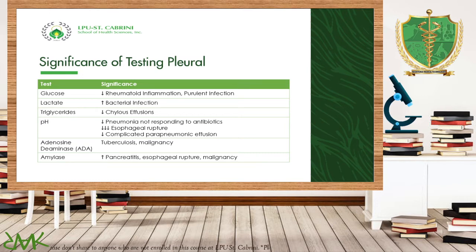For triglycerides, that is decreased in chylous effusions. The pH of your pleural fluid is decreased in cases of pneumonia that is not responding to antibiotics, esophageal rupture, and complicated parapneumonic effusion. Adenosine deaminase or ADA is correlated with tuberculosis and malignancies. Well, for amylase, increased in pancreatitis, esophageal rupture, and malignancies.